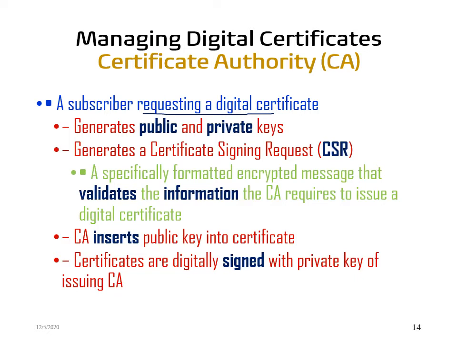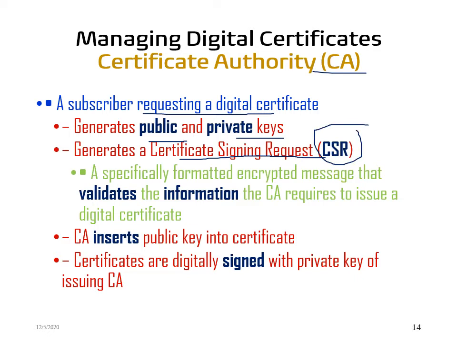A or B needs to request a digital certificate for the communication. So what will the CA do? The CA generates the public key and private key. In the previous case, A was generating the public key and private key, but here, with the help of the third party agency, the CA is going to generate the public and private key. The third party service also generates the certificate signing request, CSR.